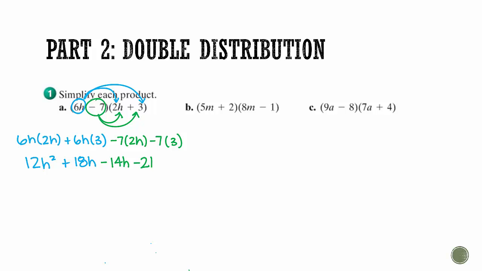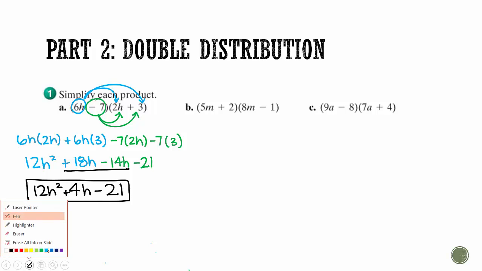So before I box it up, I want to check two things. Is it simplified, and is it written in standard form? In this case, this is not simplified. These guys right here both have an h, so that means I can combine them. I'm not going to do anything with the 12h squared, so that just stays there. But if I have 18 h's and I subtract 14, I end up with 4h, and then minus 21 can't be combined with anything. So I'm done.